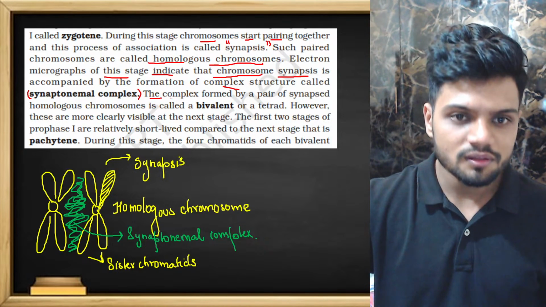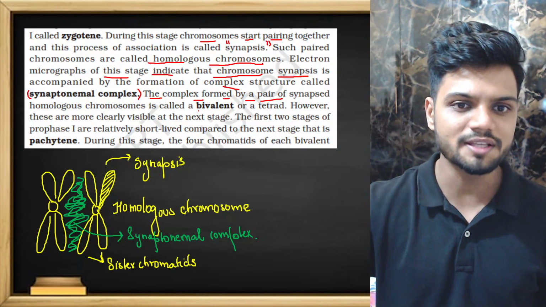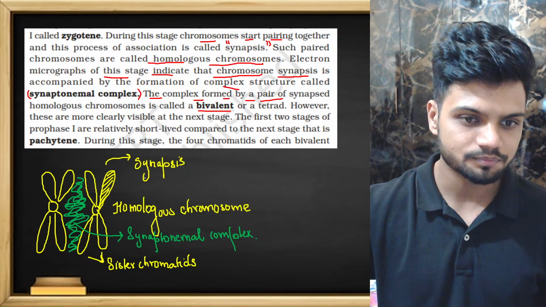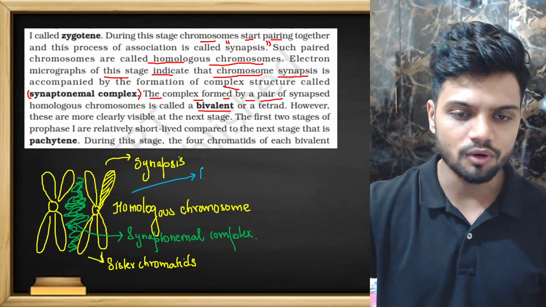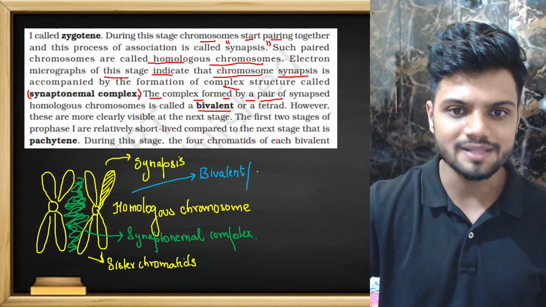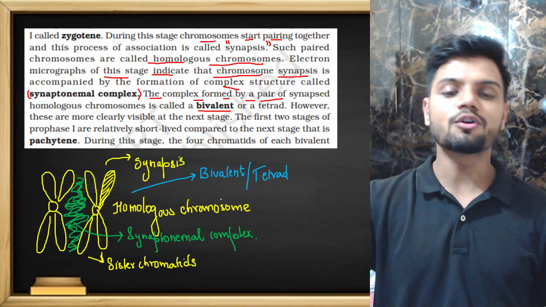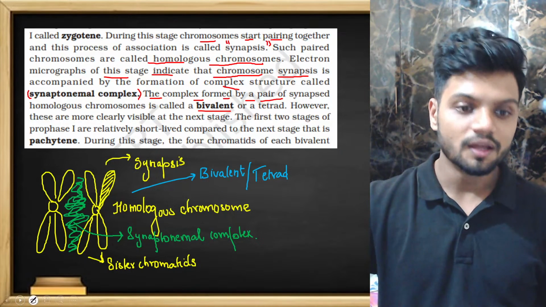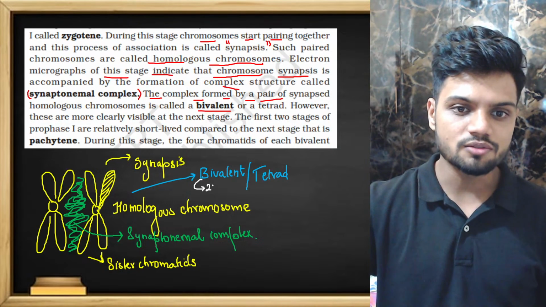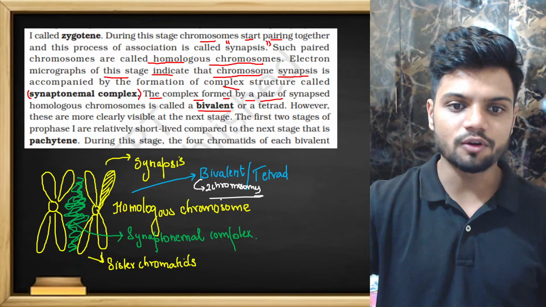Okay. Now, this complex formed by a pair of synapsed homologous chromosomes is called a bivalent. Students, understand the difference again. Don't learn this by heart. This stage right here is called a bivalent, or we can also call it a tetrad. Now why are we calling it bivalent first of all? The main reason is that it has two chromosomes. That is why we are calling it bivalent.